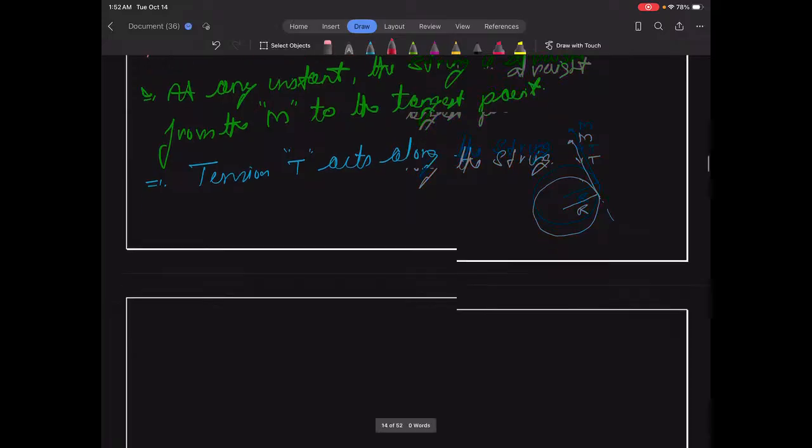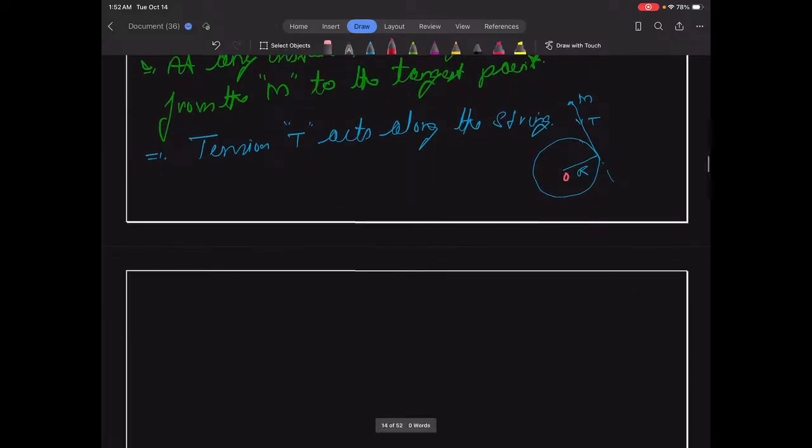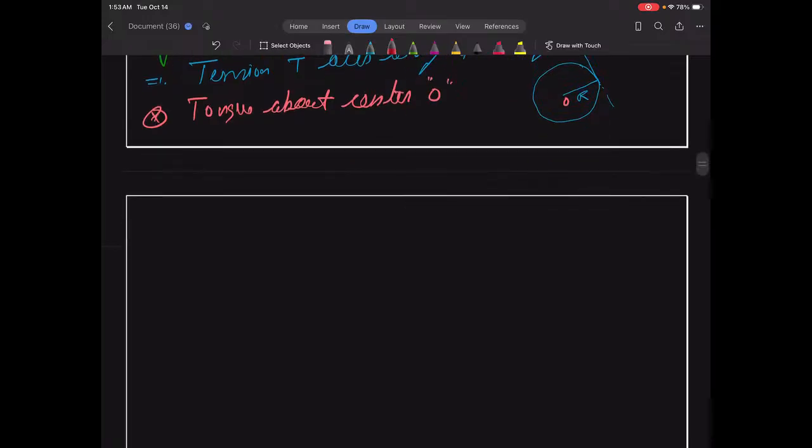So for that we have to find out once again the torque about the center O. So we can say that torque about center O, and we know that the tension force is tangent to the post and it is perpendicular to our R. Therefore our torque tau will be equal to T dot R, which will be not equal to 0. So which basically means that there will be external torque.